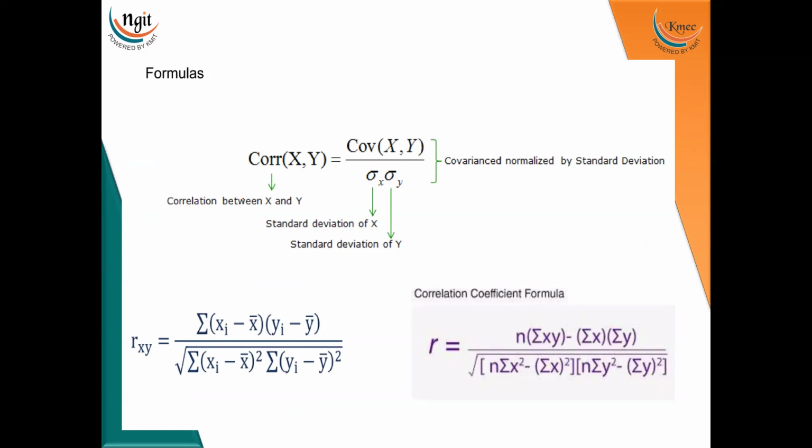That is, the correlation between x and y is given by the covariance of x comma y, which we found in the previous example, divided by sigma x into sigma y, that is, the standard deviation of x and the standard deviation of y. And these are the other ways to calculate the covariance between two variables. Just make a note of all these formulas for finding the correlation between two variables.